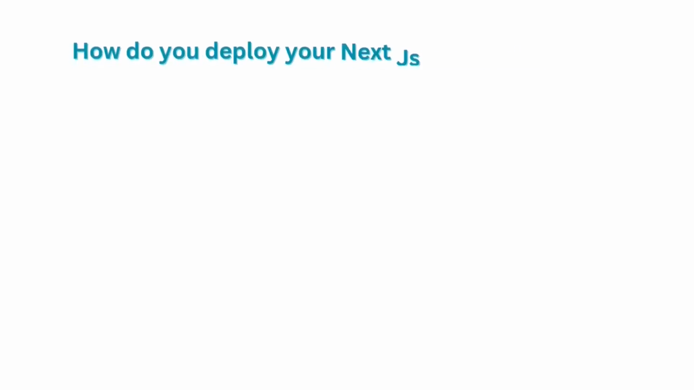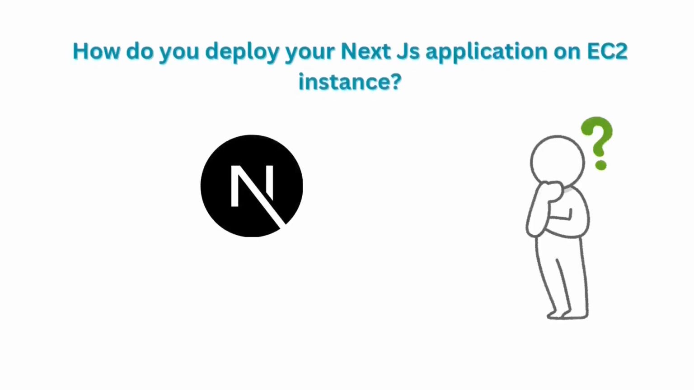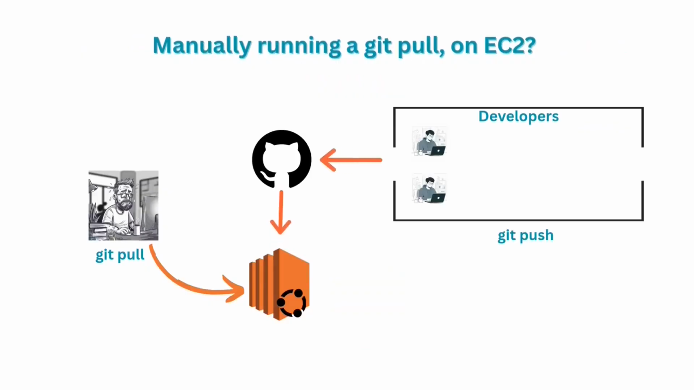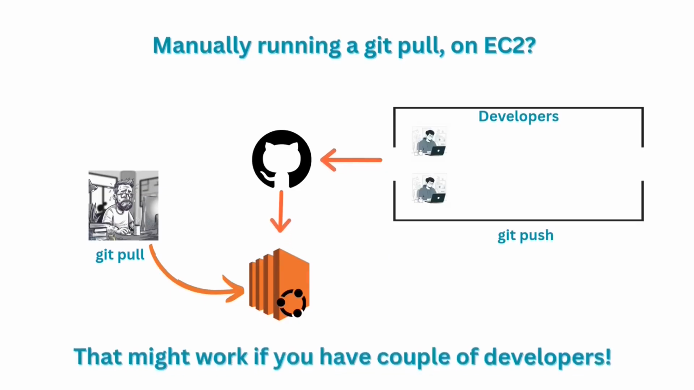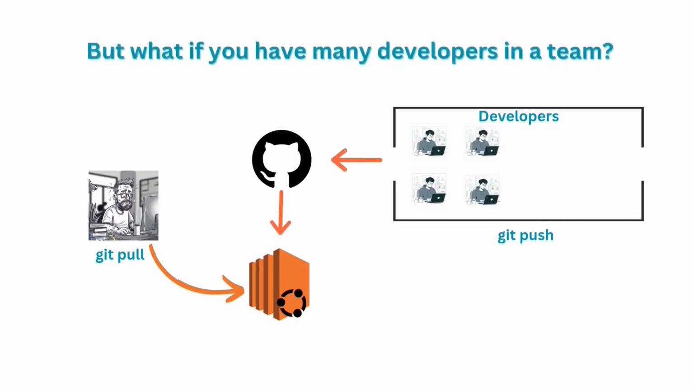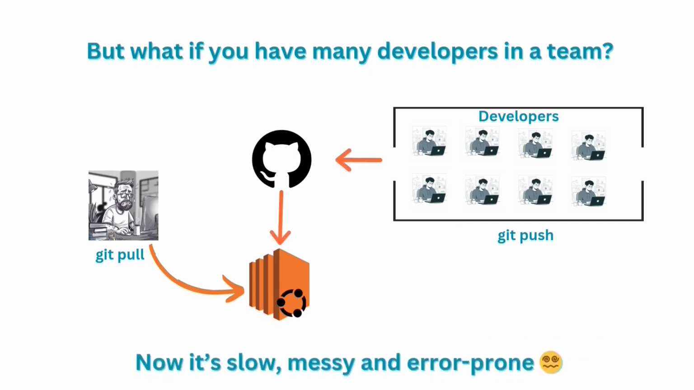How do you deploy your Next.js application on an EC2 instance? Manually running a git pull on the EC2 server? That might work if you have a couple of developers. But what if you have many developers in a team? Now, the git pull is slow, messy, and error prone.